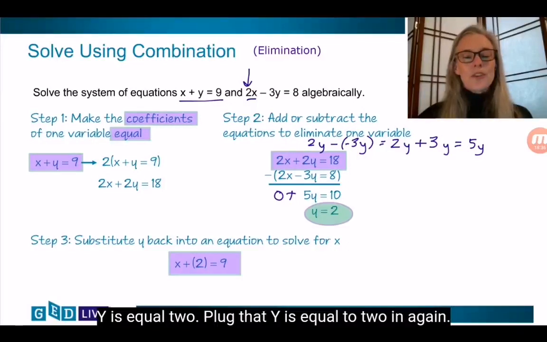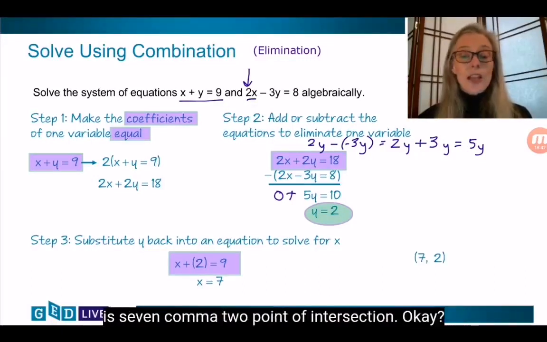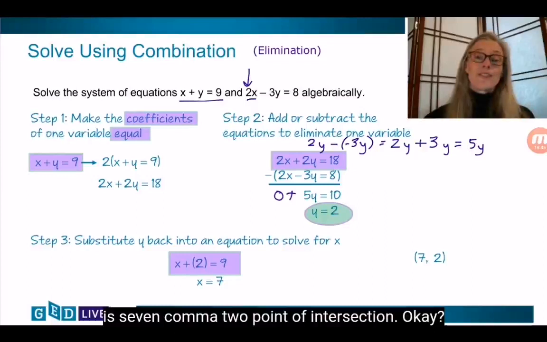And y is equal to 2. So I plug that y is equal to 2 in, and again, x, as it was before, is equal to 7, and our solution is 7, 2, the point of intersection.